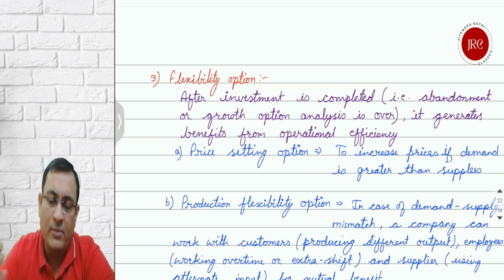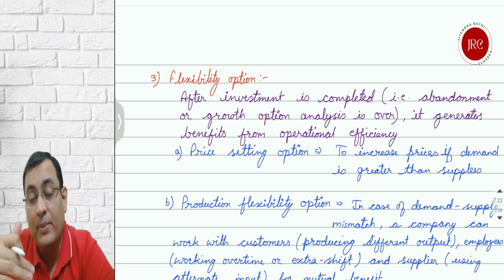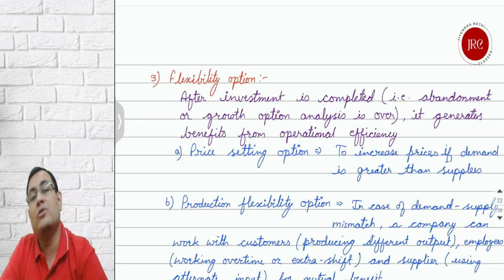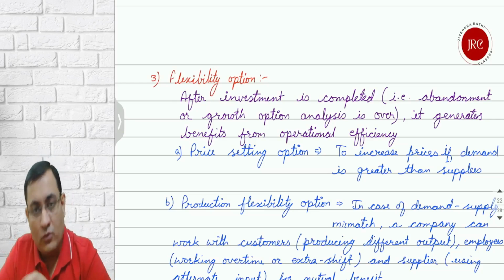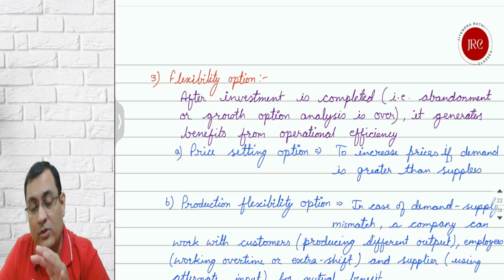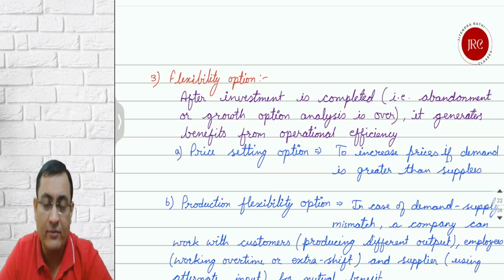And last one, we may work out with some supplier, if he can supply some alternative material which can be used in the production process to increase the supplies. So where these types of flexibility are available in a capital investment project, these types of options are called production flexibility option.